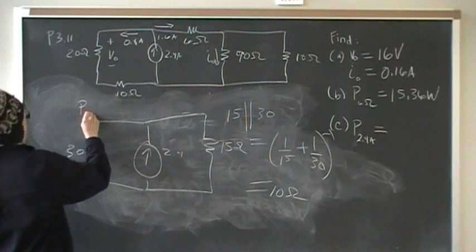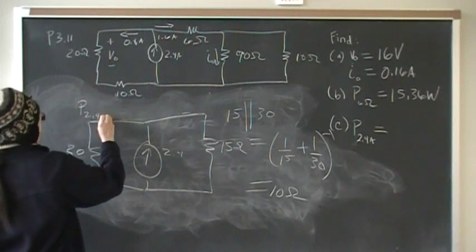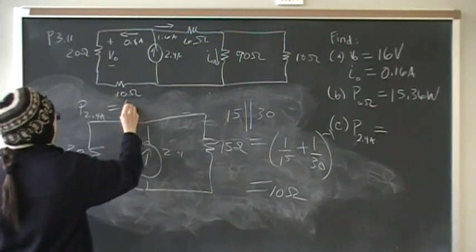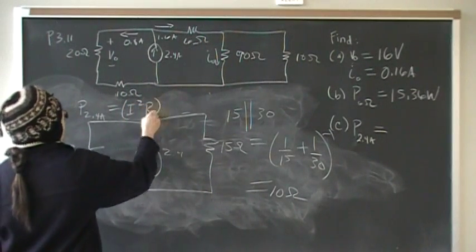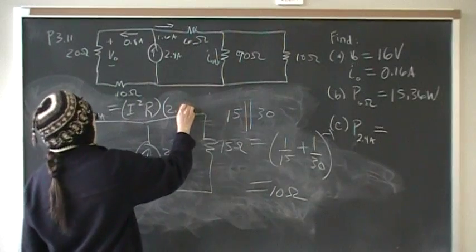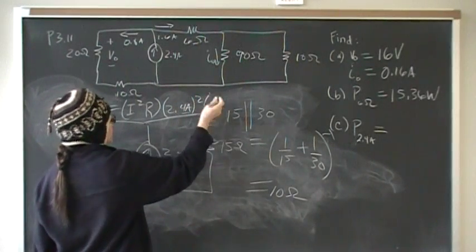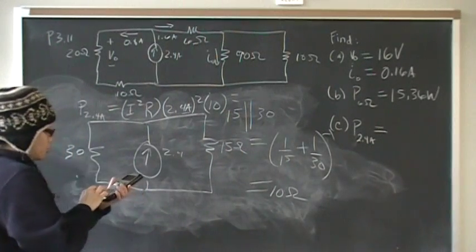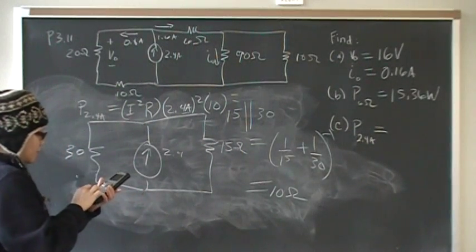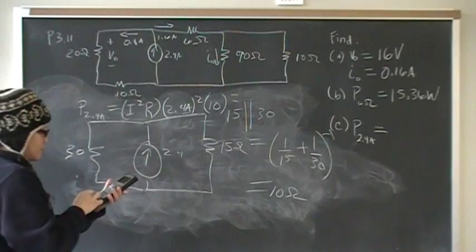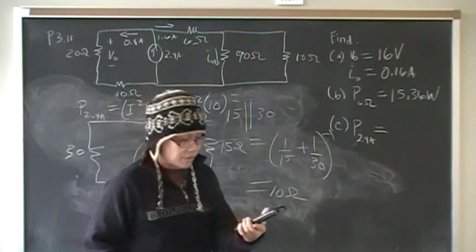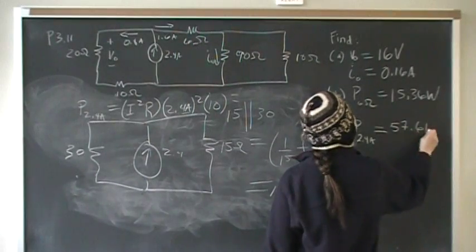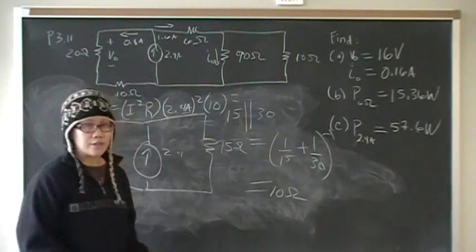And P, the power developed by the 2.4 amp source, is just I squared R, which gives me 2.4 amps squared times 10 ohms. And 2.4 squared times 10 is 57.6 watts. And that's the answer to this problem.